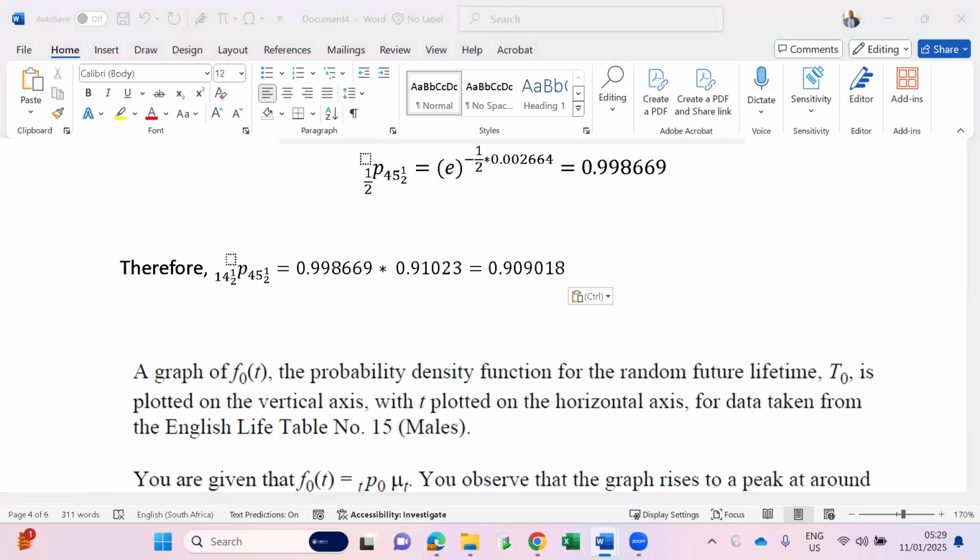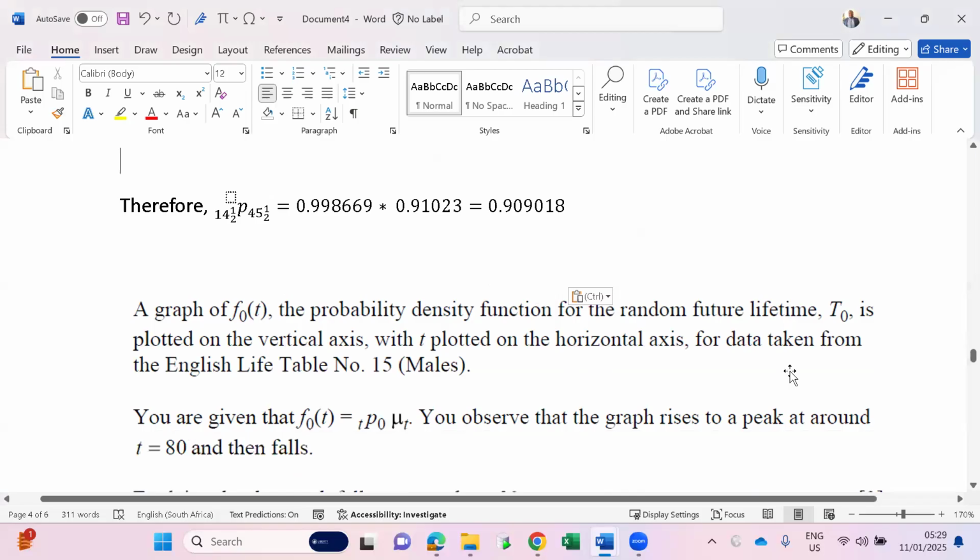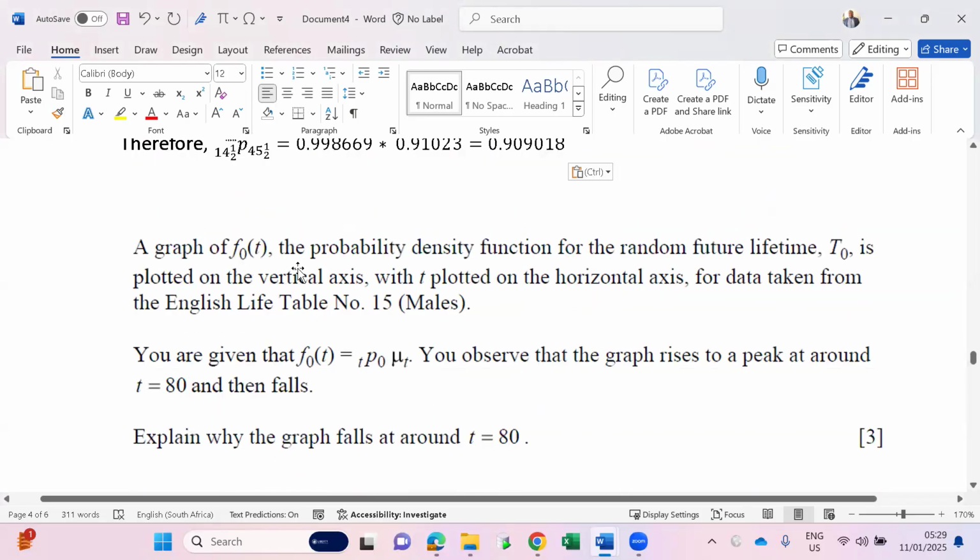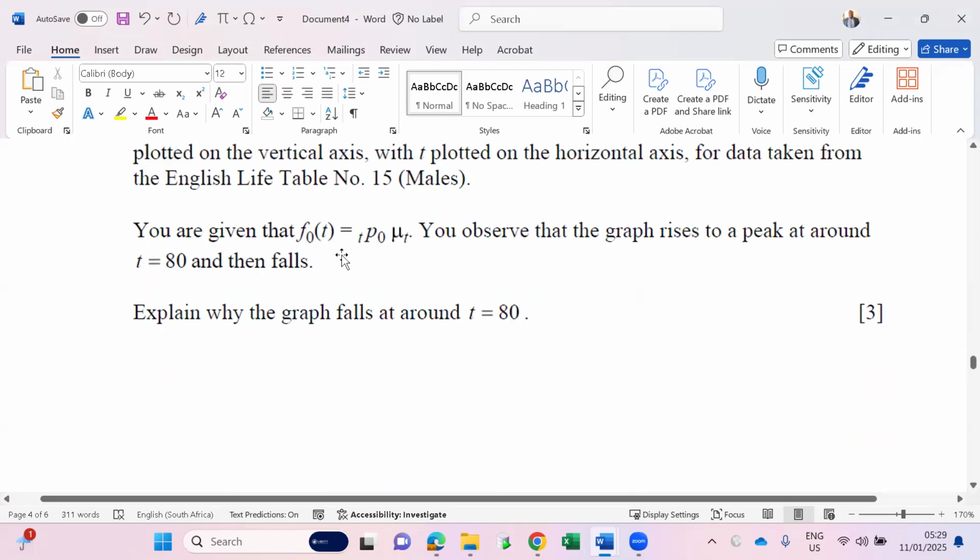But I mean, it should be some easy marks. The second one says a graph of f of t is the probability density function for the random future lifetime T0. It's plotted on a vertical axis with t on the horizontal axis for data taken from the ELT15. You're given that f0(t) rises to a peak at t equal to 80 and then falls. Explain why the graph falls.